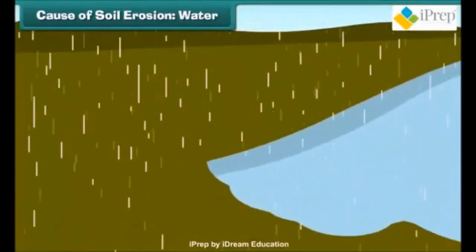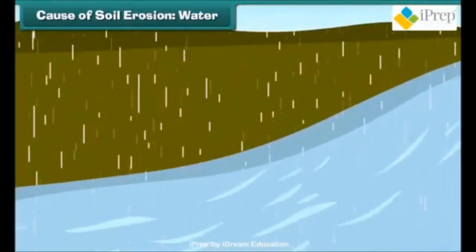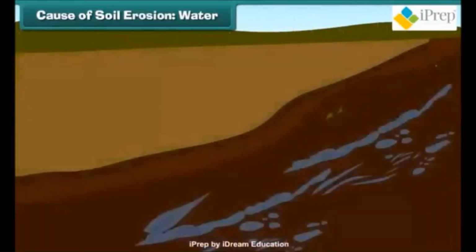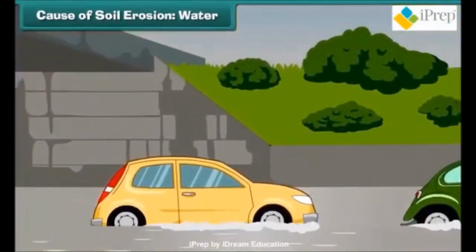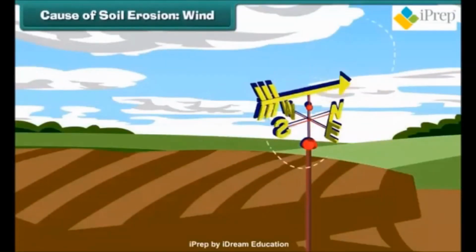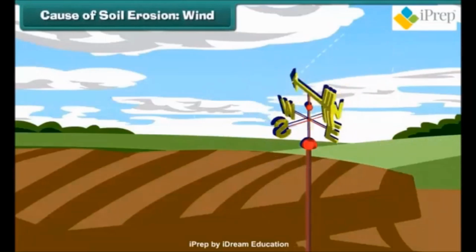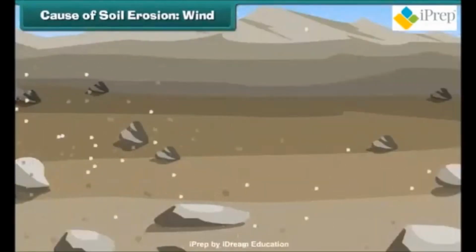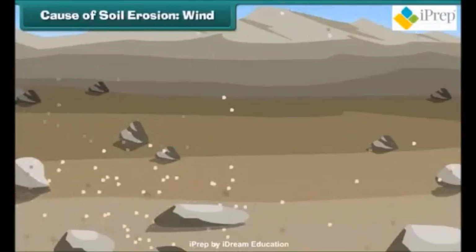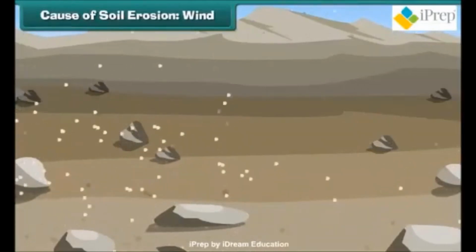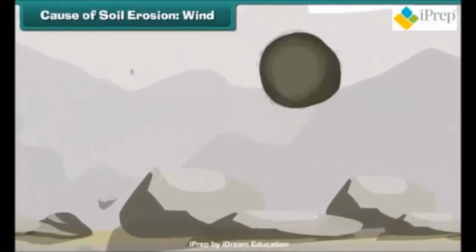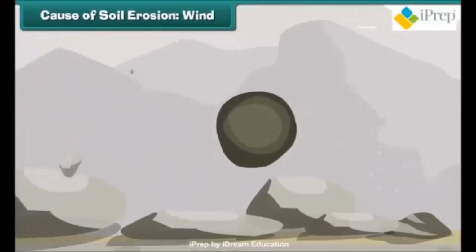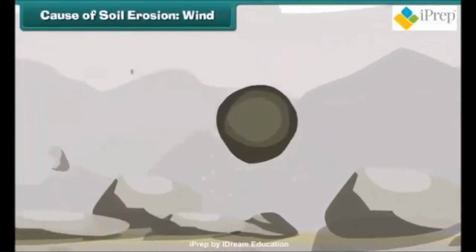During rain, the soil particles are detached by raindrops. These soil particles are carried away by the running water. Floods are also the main cause behind soil erosion. The other agent responsible for soil erosion is the wind. Wind picks up the finer soil particles and takes them to another location. During storms, the heavy wind takes away the bigger soil particles to a distant place, and that causes soil erosion.